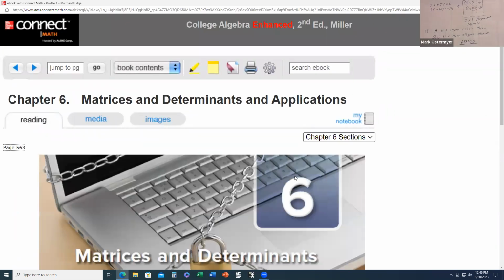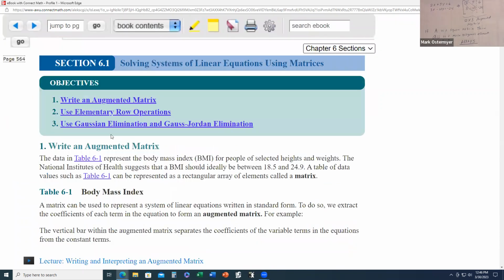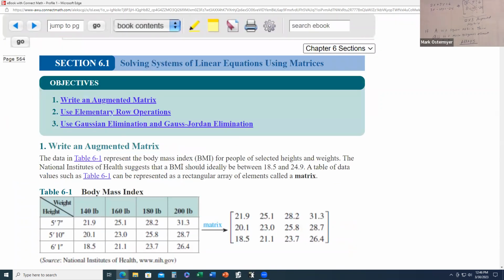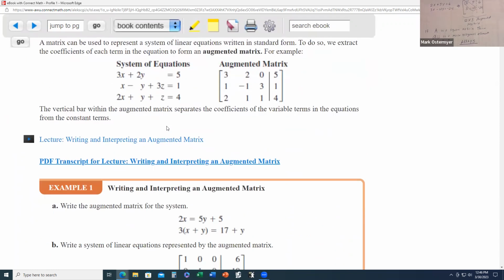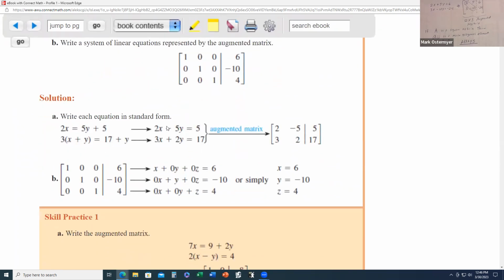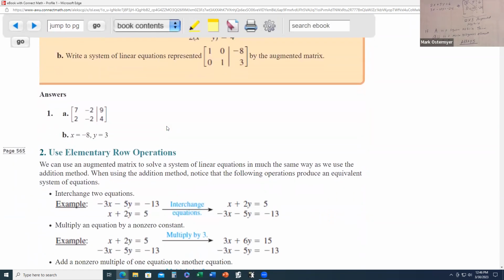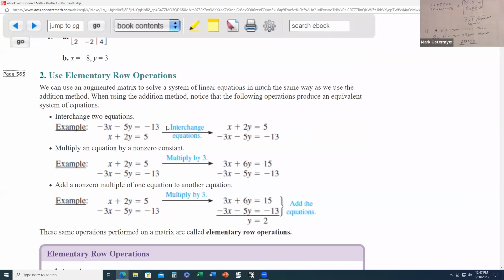So I am going to draw our attention to page 565 in our textbook. This is section 6.1, solving systems of linear equations using matrices. On page 565, we will begin to warm up to what are called elementary row operations. Okay.